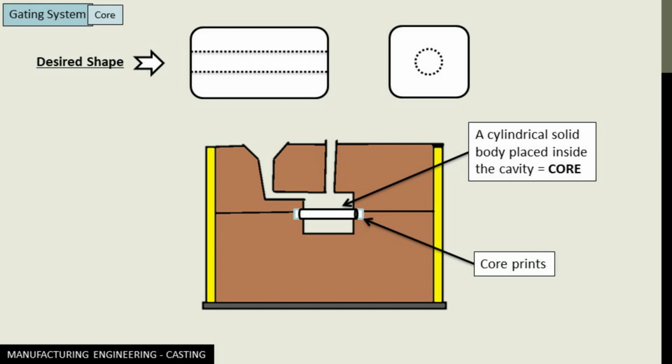Let's say you want a desired shape in which a hole is there, as you can see here. Now to create a hole, you need to provide something in between the cavity which will restrict the solidification of the molten metal in that particular place. So for creating a typical hole, we are going to take a cylindrical core, which is itself a solid cylinder. It will be placed inside the cavity.